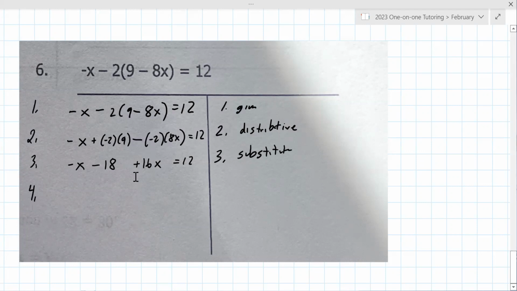So the variables are actually on the same side. That's why I was asking. Oh, so you actually just combine them. It's actually just another substitute step. It's minus 18 plus 15x equals 12. If you can combine stuff on the same side, go ahead and do that.